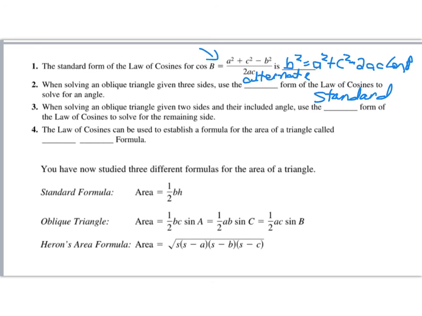And finally, the law of cosines can be used to establish a formula for the area of a triangle called Heron's area. Oops, area. There you go.